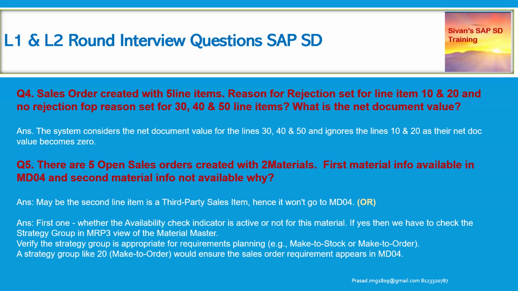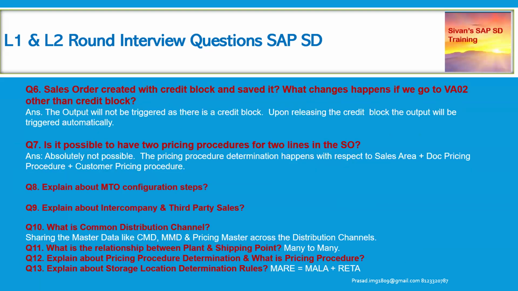Based on that one, the system will populate that information to the MD04 materials requirement list. Question number 6. Sales order created with the credit block and saved it. We have saved it. What changes happen if we go to VA02 other than credit block?